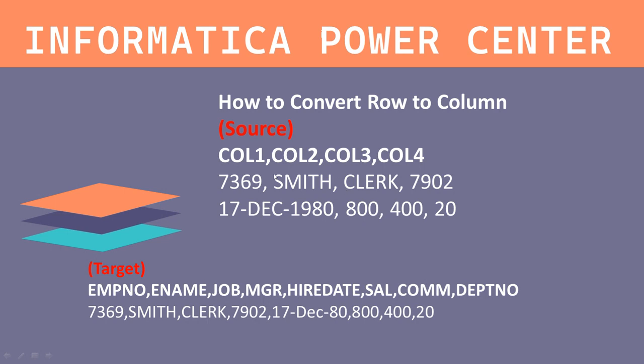So we need to convert this row into column. The first row stays the same, and the second row is fetched beside the first row. So this is the employee number, employee name, job, manager ID, hire date, salary, commission and department number. Like that, it will store. For that, we need to do the transformation with the expression transformation and router transformation. We will see how it processes.